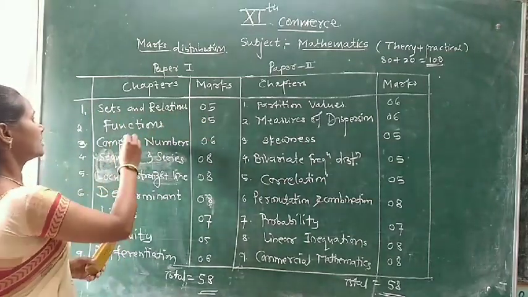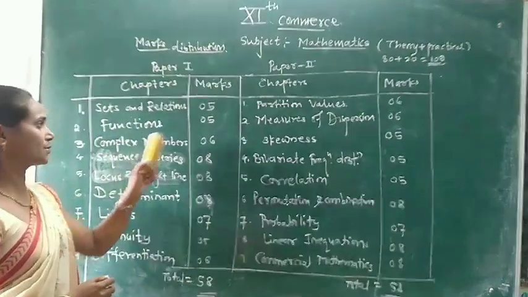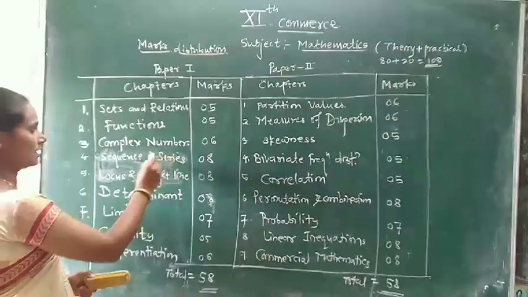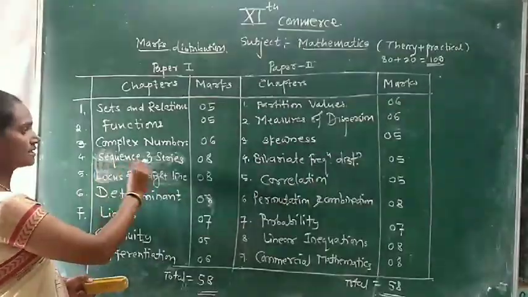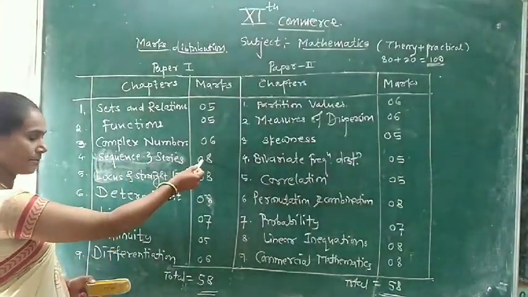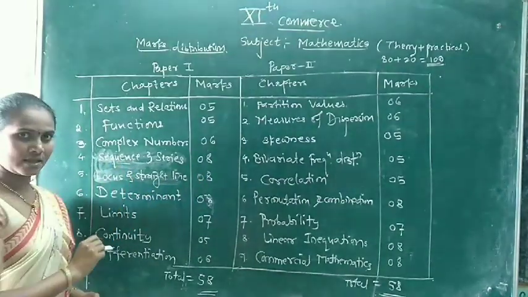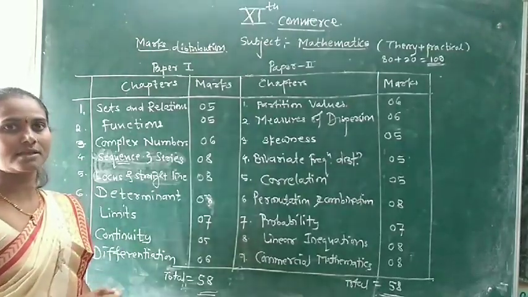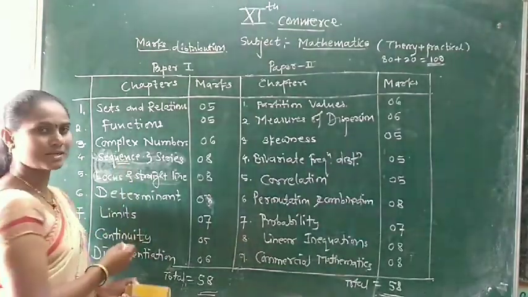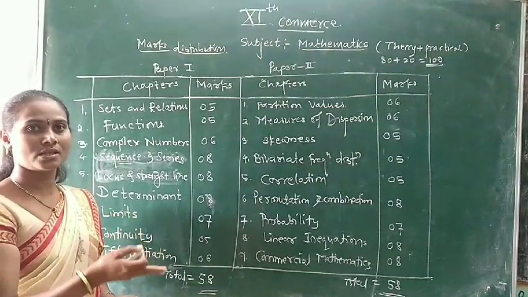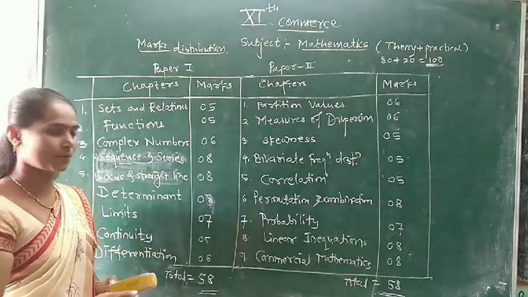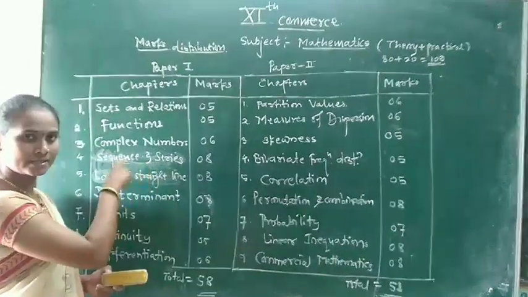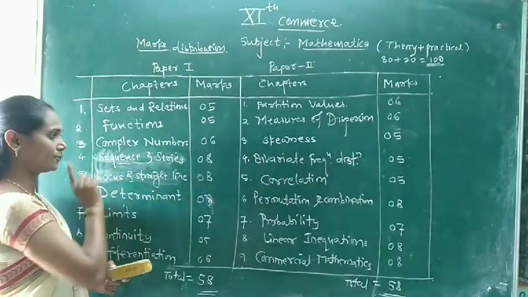The second chapter is functions, again 5 marks. The third chapter is complex number, 6 marks. The fourth one is sequence and series, which has 8 marks. Sequences were also studied last year, and all of you know the sequence. Last year we saw what is meant by sequence, including arithmetic progression and geometric progression. Again in 11th standard we study this concept of sequence and series in our 4th chapter.